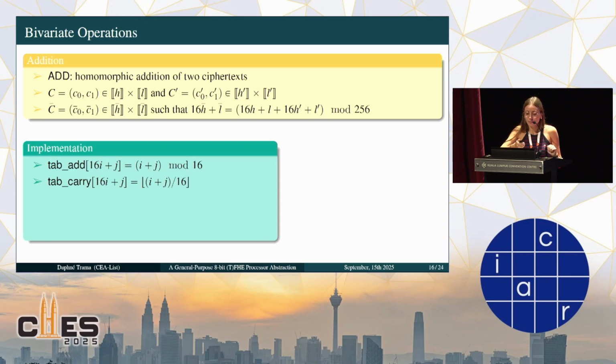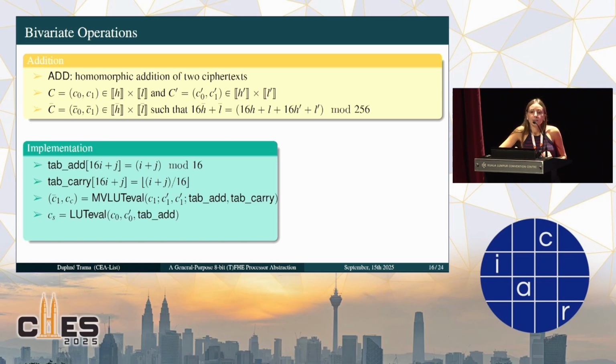And with these two tables and our lookup table evaluation tool, we can compute the addition. We begin with the least significant nibble. We add them together, and we don't forget to compute the carry. Then we can add together the most significant nibble, and we do not forget to add the carry to the most significant nibble sum. And this gives us the addition of C and C prime.